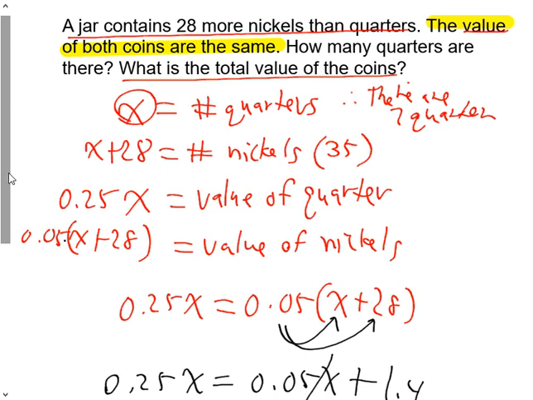Do I need to calculate each value independently, or can I just calculate the value of one and know that the other one is that as well? Because it says here in the highlighted yellow, the value of the coins are both the same, 35 nickels should equal the same value as 7 quarters. How much is 7 quarters worth? $1.75. How much is 35 nickels worth? Has to be $1.75 because the values are the same.